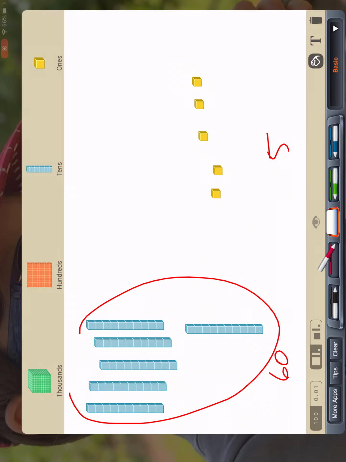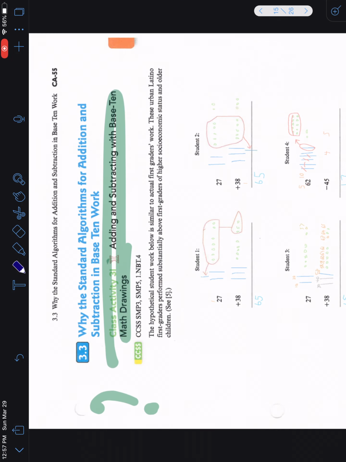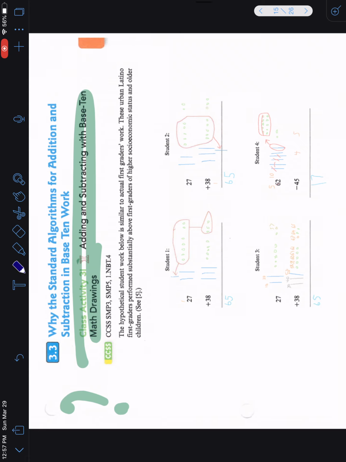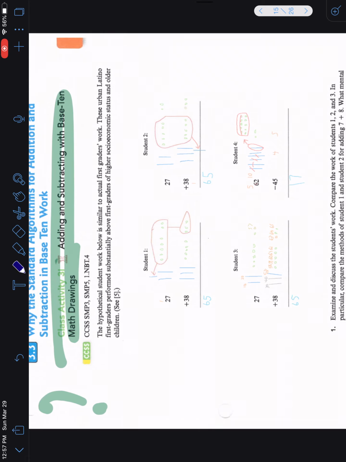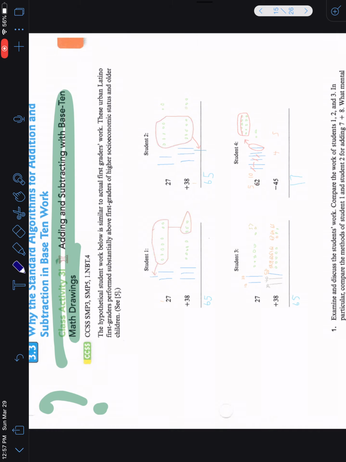So let's get back to our problems here and see what the students are doing. If we have 27 and 38, student 1 modeled it using 2 rods and 7 singles, and the 38 with 3 rods and 8 singles. And then the student did exactly what we did by grouping and trading the 10 singles into 1 rod.